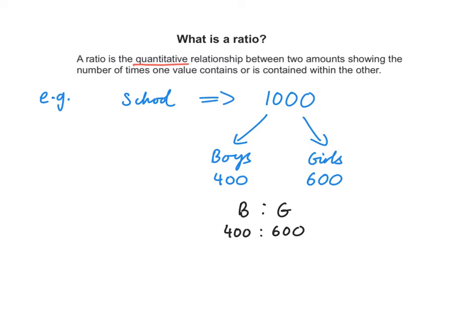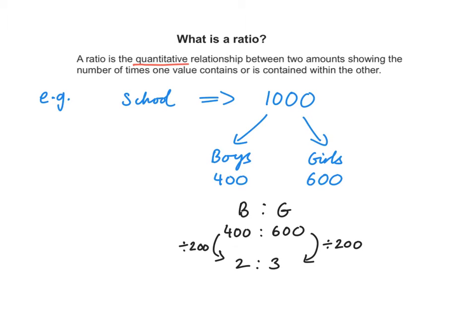And we can simplify that by finding a common factor. So the largest common factor that goes into both of them is 200. So if we divide by 200, we have 2 to 3.